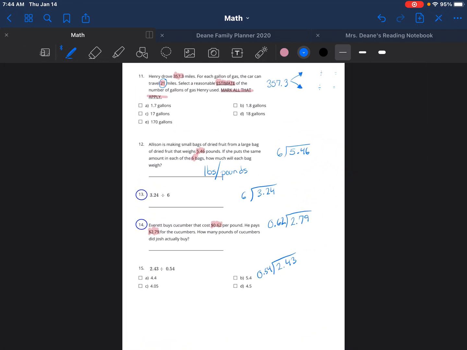So remember, no remainders. Not one question on here will you have a remainder. Also, you will not have more than 2 decimal places after the decimal. So if you end up with a number with like 4 or 5 numbers past the decimal, you divided wrong somewhere. So stop and go back and try to figure out where you messed up.